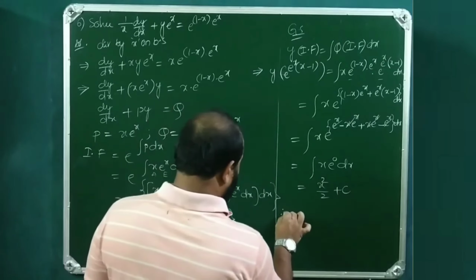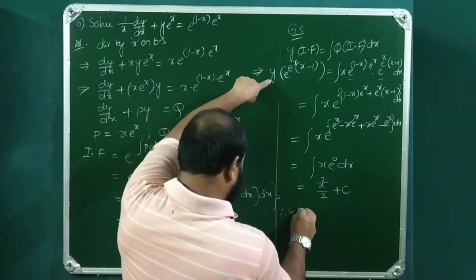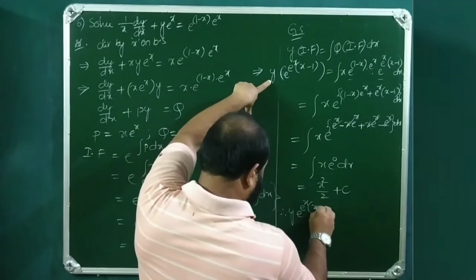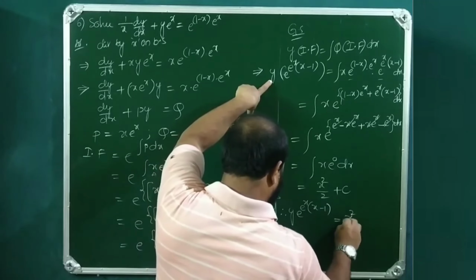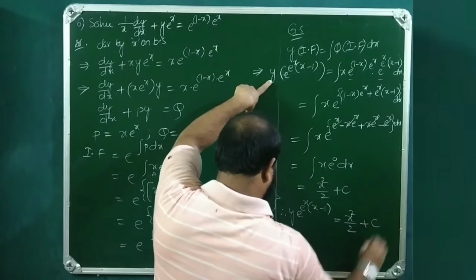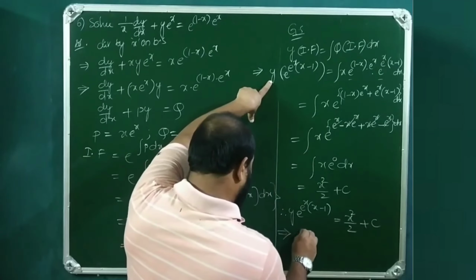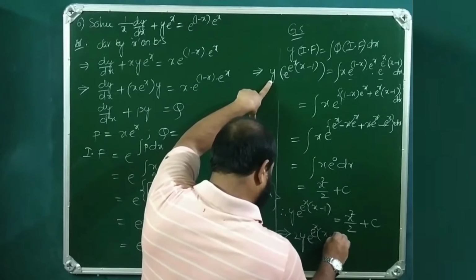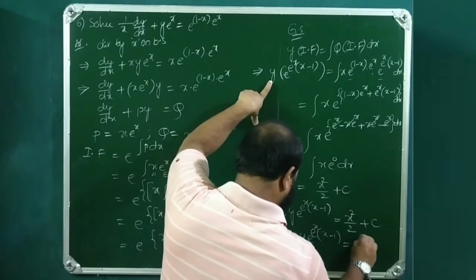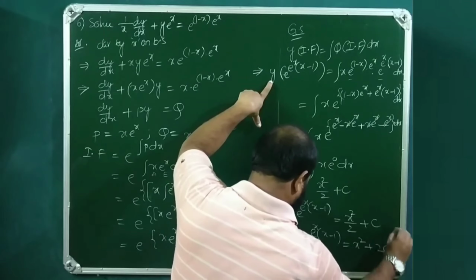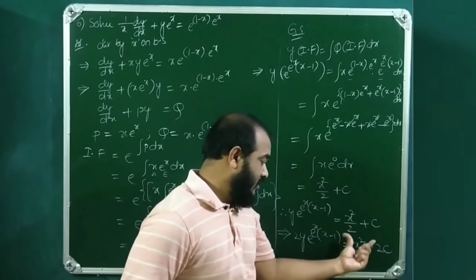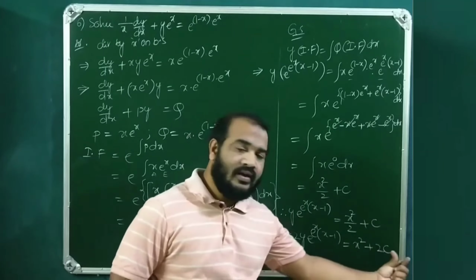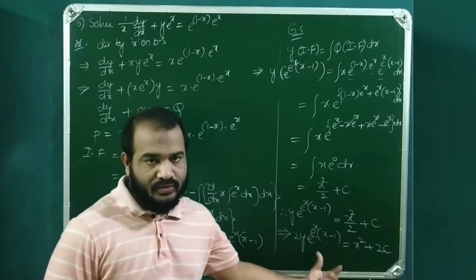Therefore, y into e power x into x minus 1 is equal to x square by 2 plus constant of integration c. This is equal to 2y into e power x into x minus 1 is equal to x square plus 2c. I have taken the LCM and transposed it to the other side. This is what we get ultimately as the required solution.